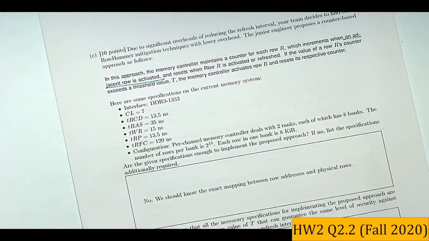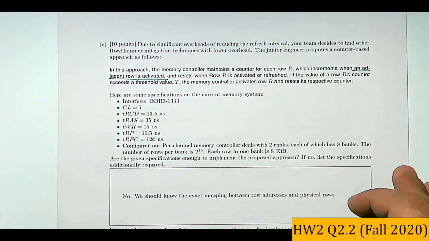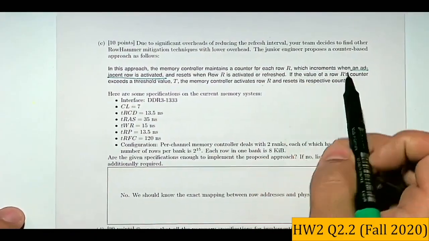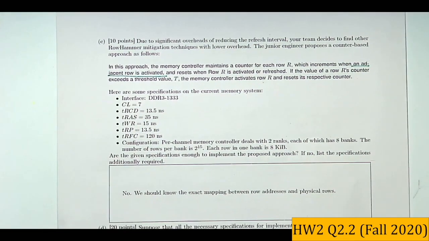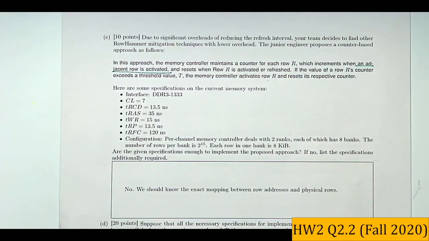For example, we can count the number of activations of a row, and if it exceeds the threshold value, we can activate the adjacent rows of the activated row, right? But here, they did not choose that approach. Instead they count the adjacent rows' activations, and if it exceeds the threshold value, it refreshes the potential victim row. So there are many pros and cons for each approach.